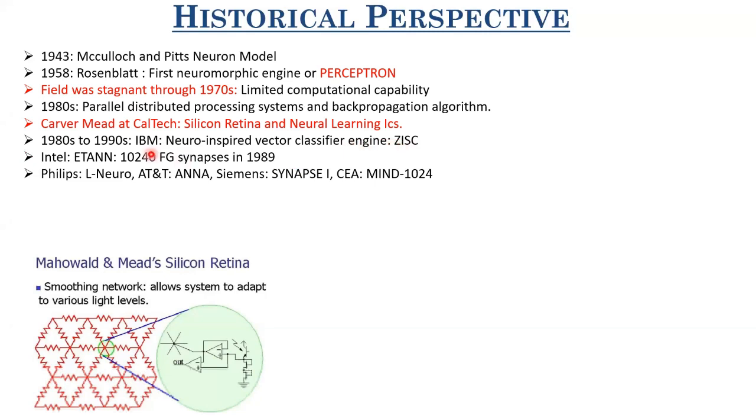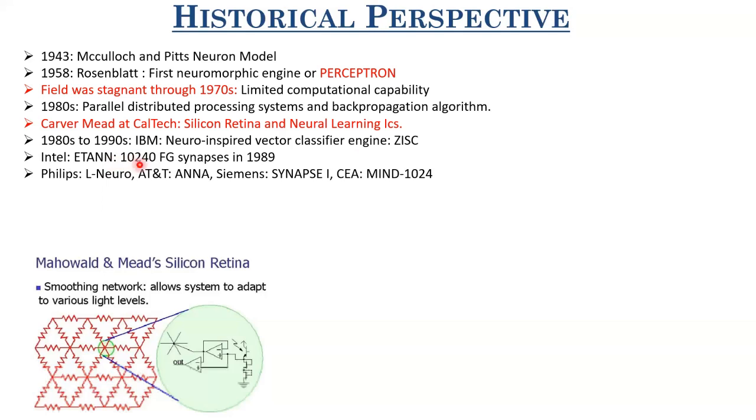And after this, Intel also came up with the ETANN in 1989. ETANN is nothing but an electrically tunable artificial neural network. It has 10,240 floating gate synapses, and at that time floating gate synapses were in the form of EEPROMs. So it had 10,240 EEPROMs. Intel came up with this system in 1989 itself, so the concept of floating gate synapses is not at all new. In 1989 itself, Intel demonstrated a chip.